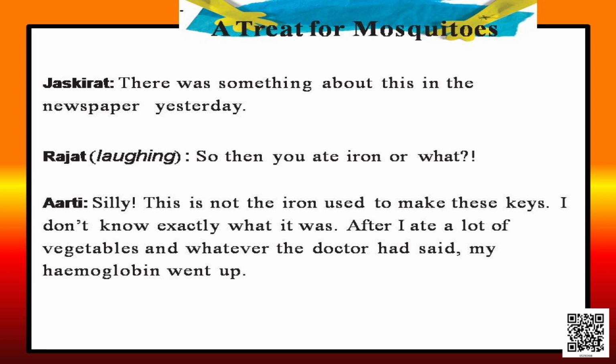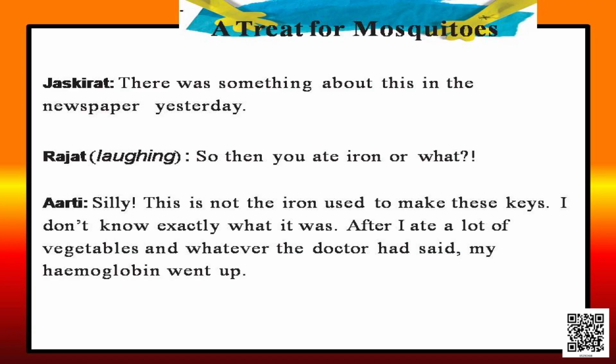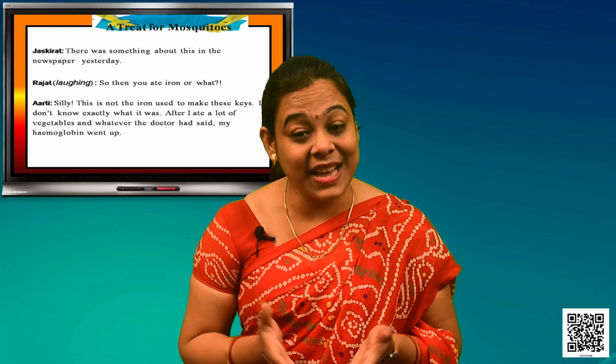Jaskirat says there was something about this in the newspaper yesterday. So there was something in the news just one day before. Yesterday he got some news related to the particular disease anemia. Rajat makes fun of it and asks, so then you ate iron or what? He was feeling very funny that our blood has iron in it and she had less iron in her blood. So, she had to take iron. Students, is it possible that a human being will eat iron to increase the iron content in the blood? No. But yes, we have to consume the food which is rich in iron content.